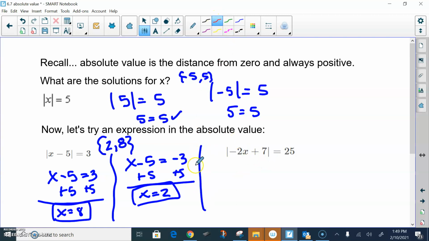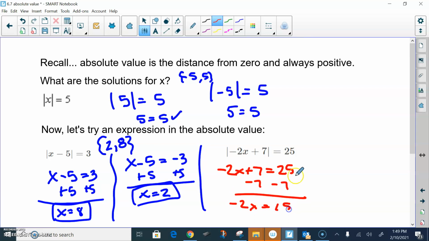So we're dropping those absolute value bars and doing it just as is the first time. I'm going to subtract 7. Oops, what's that, 18? Okay. Then I'm going to divide by negative 2. I get negative 9 as my first answer. But I need to do it again.